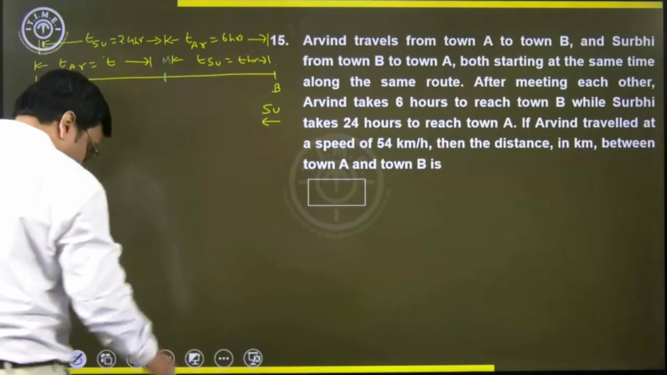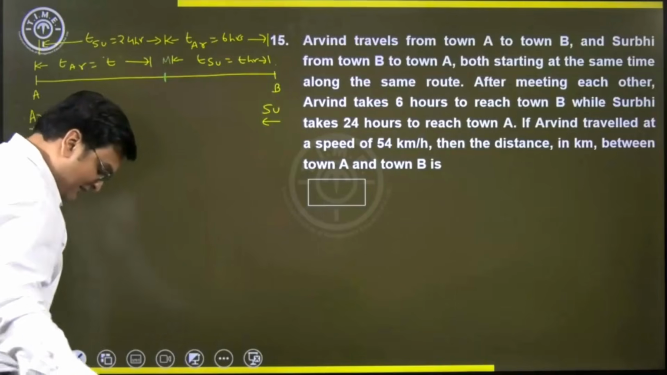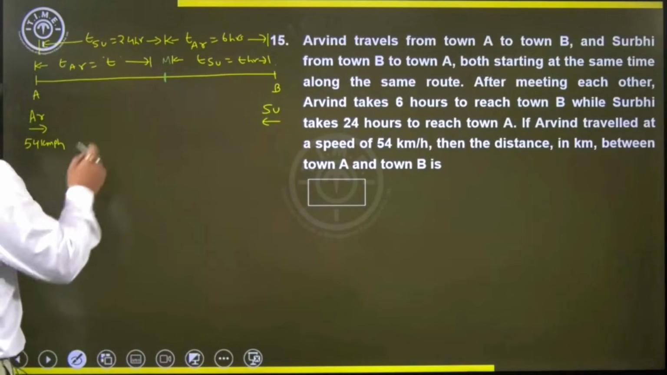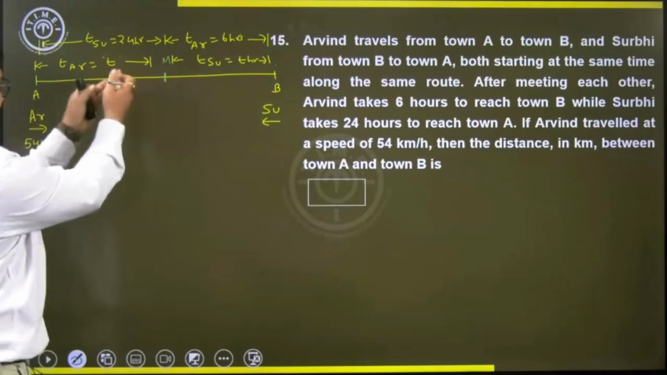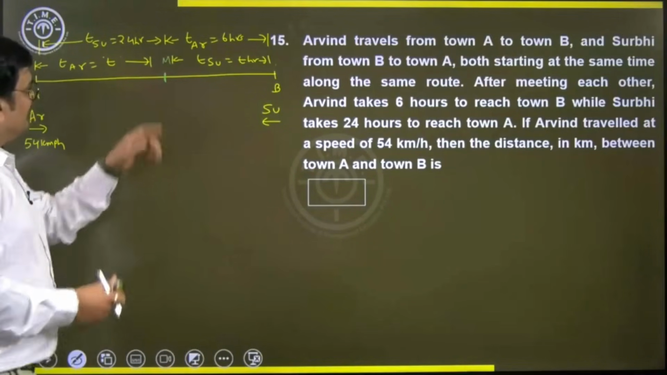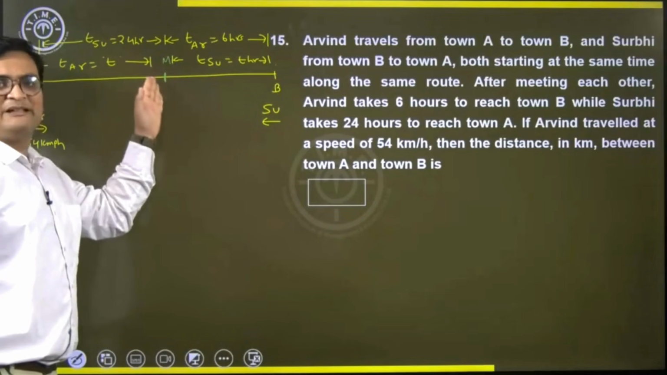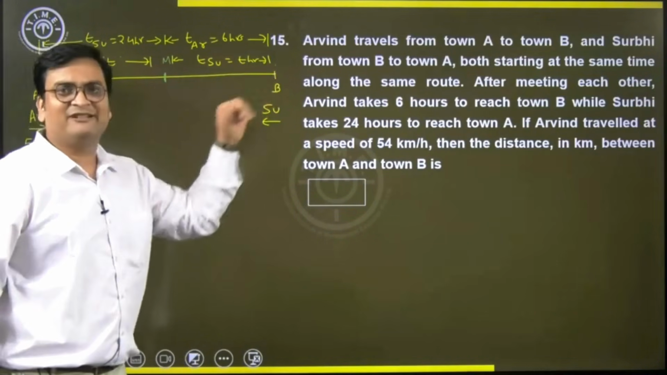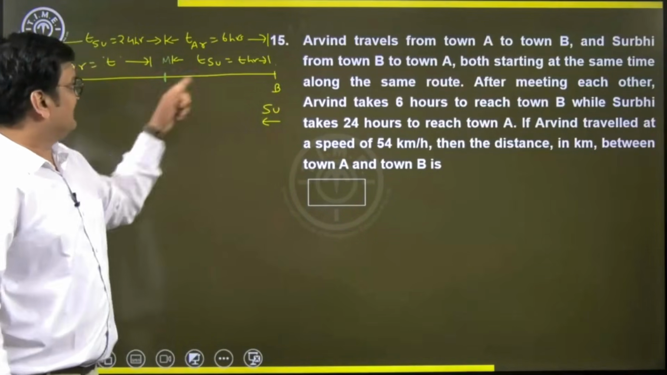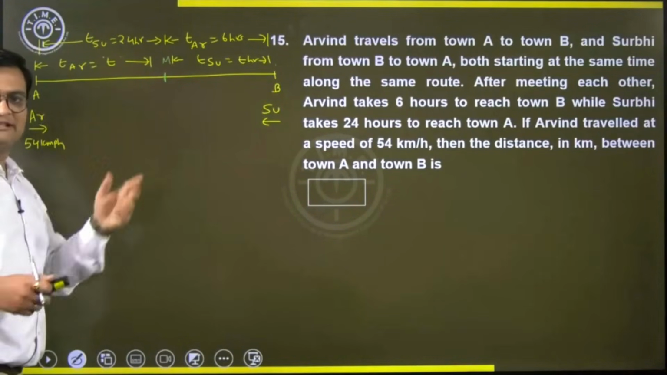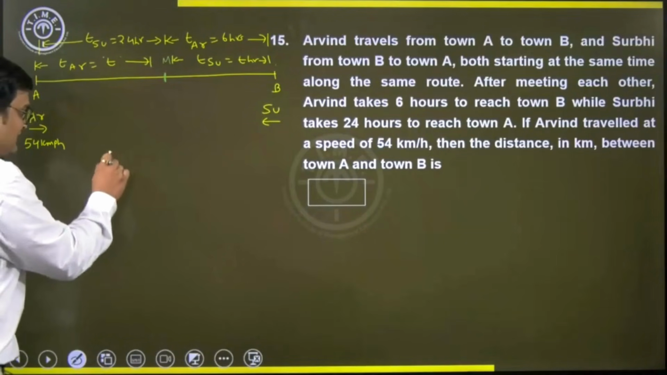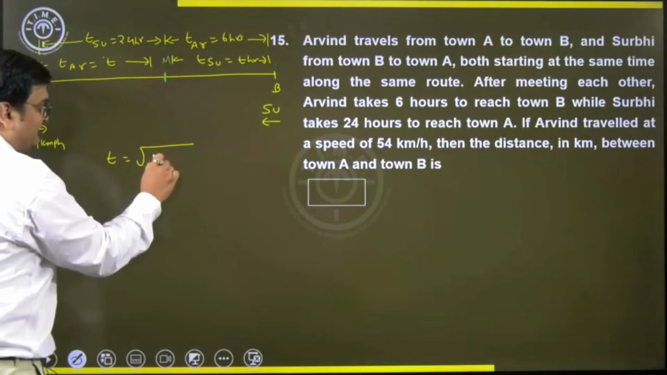Now there is a formula, if you know, in time, speed and distance. The formula works like this. If two people start simultaneously towards each other, they meet at a certain point after T hours, suppose, and beyond that meeting, the first person takes T1 time to reach the destination, the second person takes T2 time to reach the destination, then the time T is given as square root of T1 into T2.